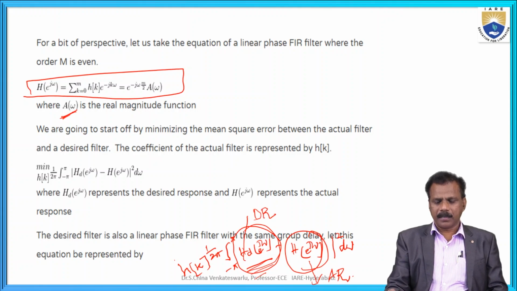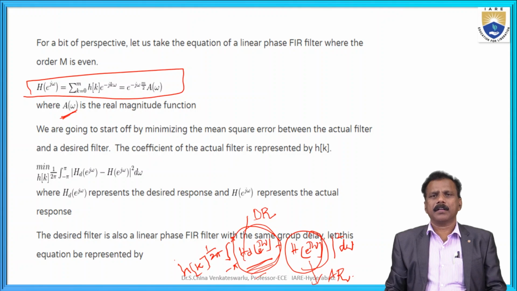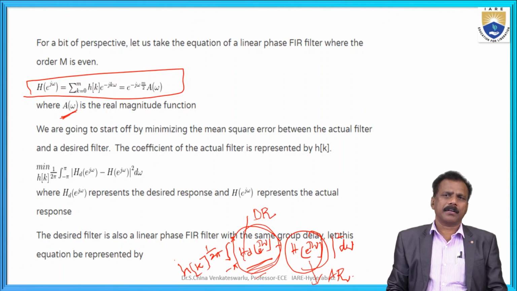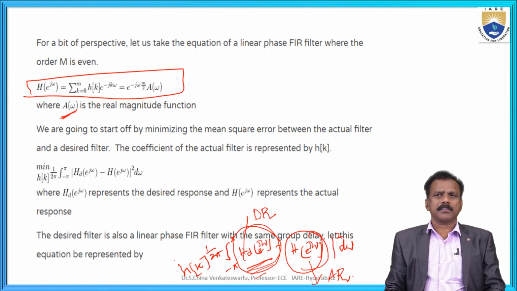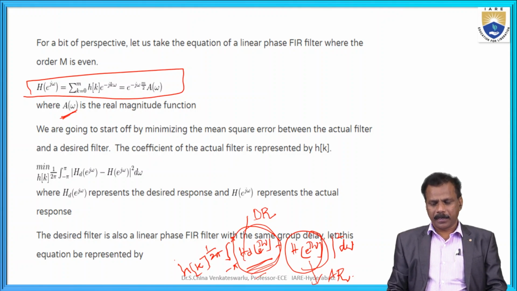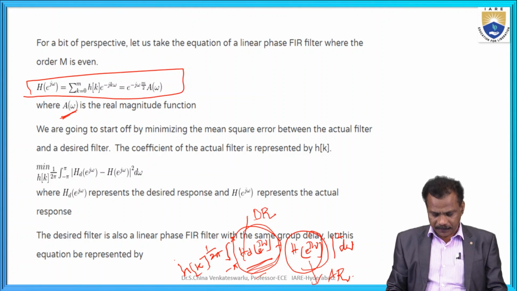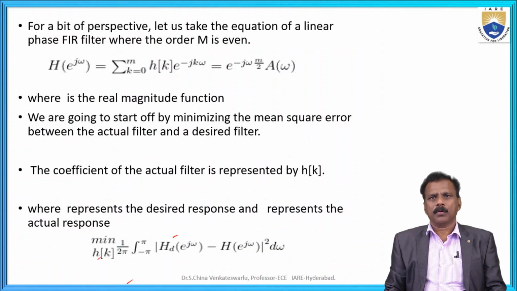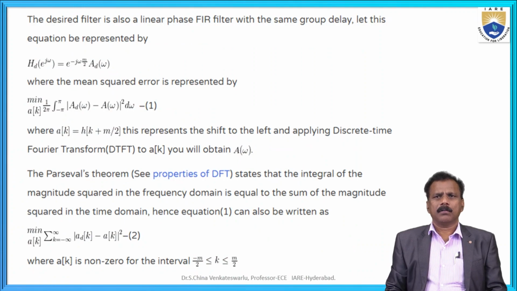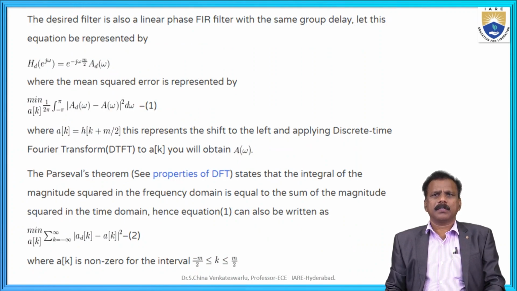Okay, the desired filter is also a linear phase finite impulse response filter with the same group delay. So let this equation be represented. Already we have discussed the phase, what the group delay is, with the same group delay. Okay, so now here it is.